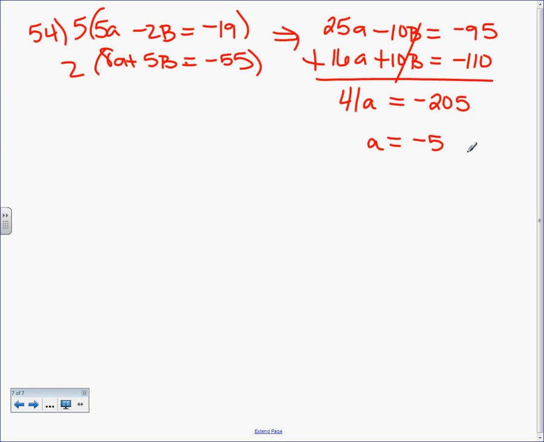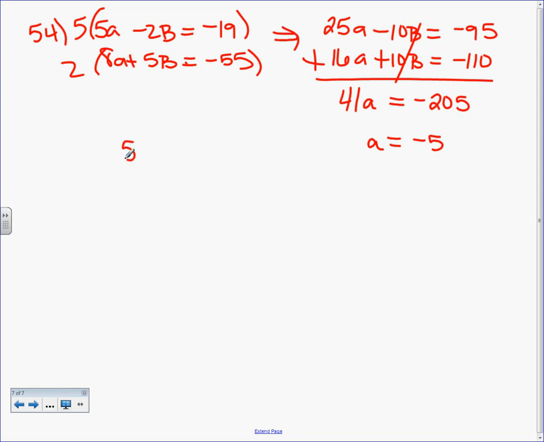Negative 5. Are you okay? Where are you going to plug that back in? Wherever you want, it doesn't matter, right? What looks easier to you, the top line or the bottom one? The top one looks easier to me because it's smaller numbers. It doesn't matter. There's no wrong answer there.